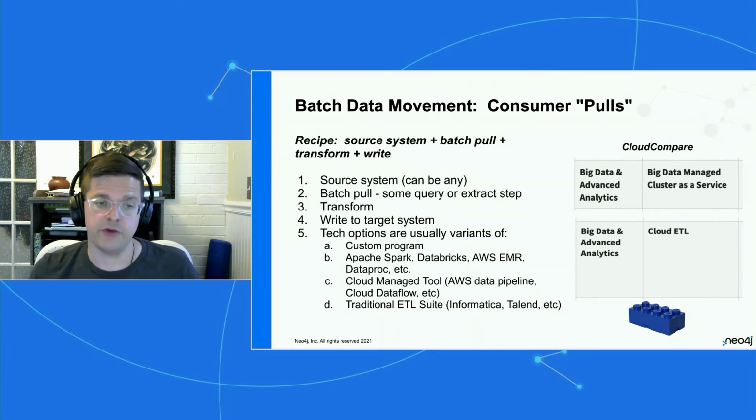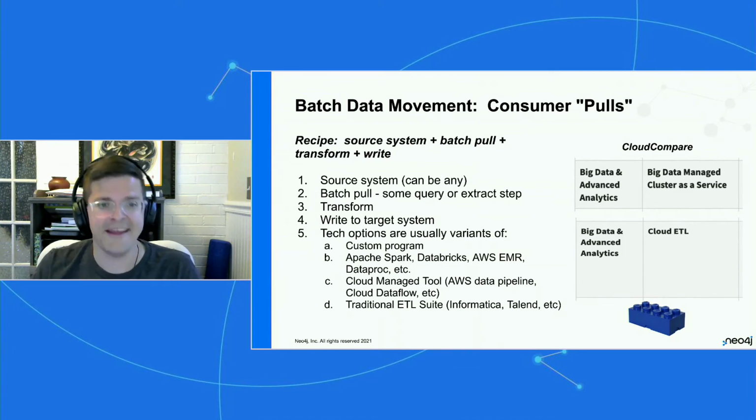So the next step is to transform. And then basically what we're doing is mapping whatever the source structure was onto that target graph structure. And then we're finally writing it to the target system, which is usually Neo4j. So there's going to be, for example, a Bolt driver in the mix and some Cypher queries that get executed to write the transformed data into a graph shape.